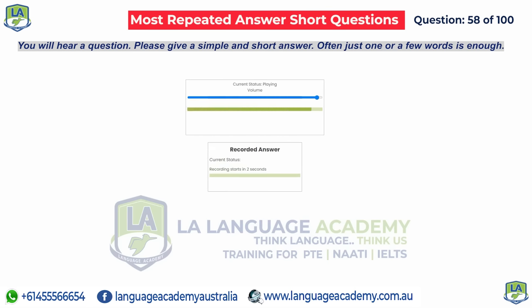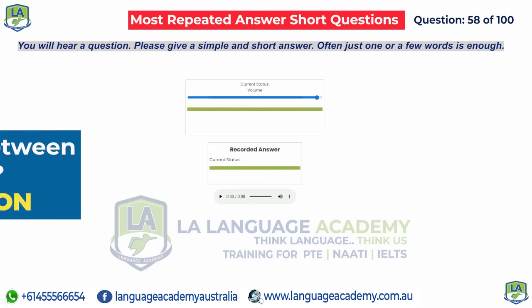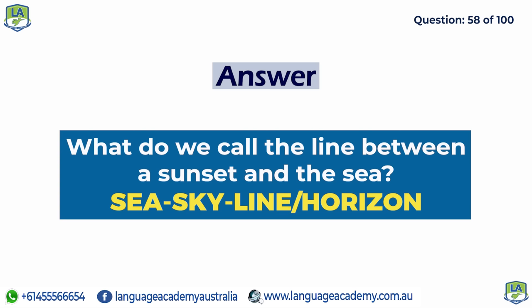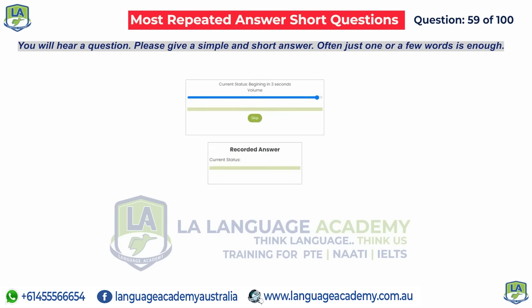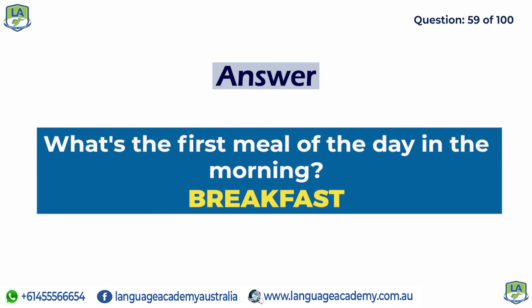What do we call the line between a sunset and the sea? Sea skyline, horizon. What's the first meal of the day in the morning? Breakfast.